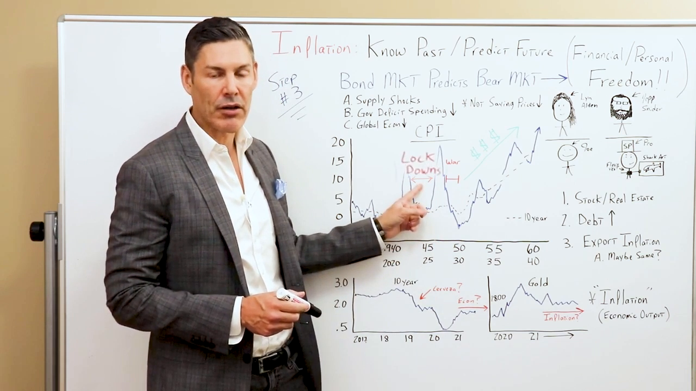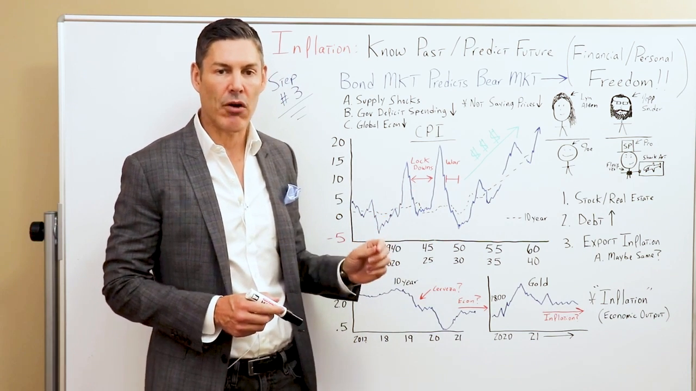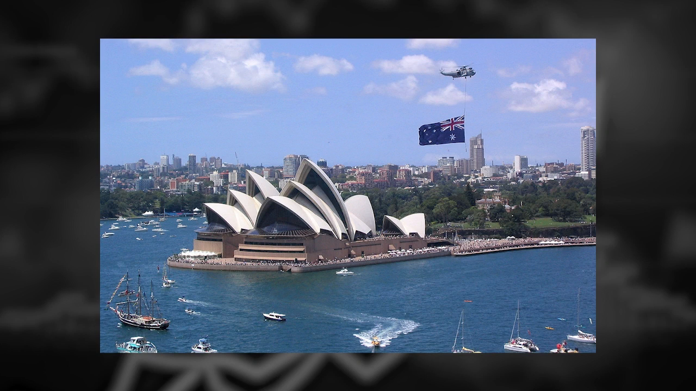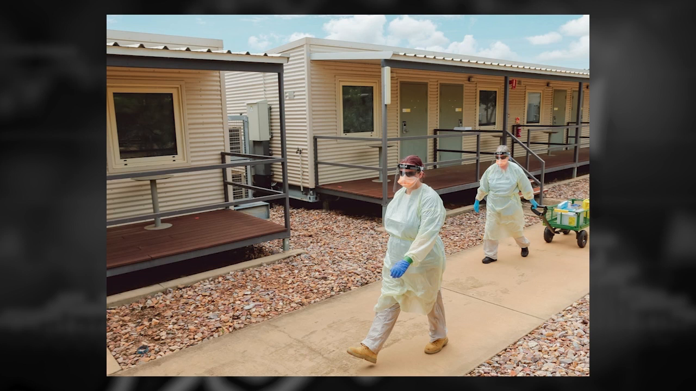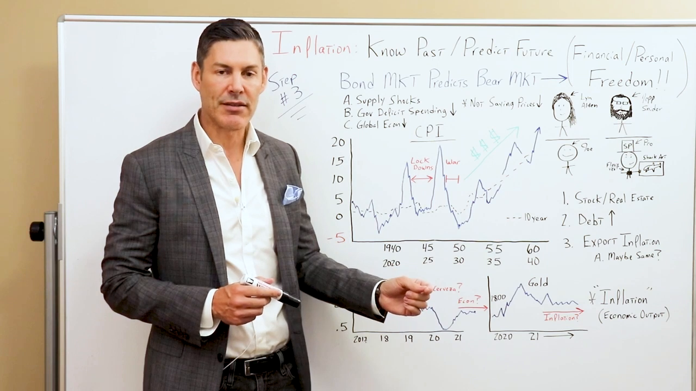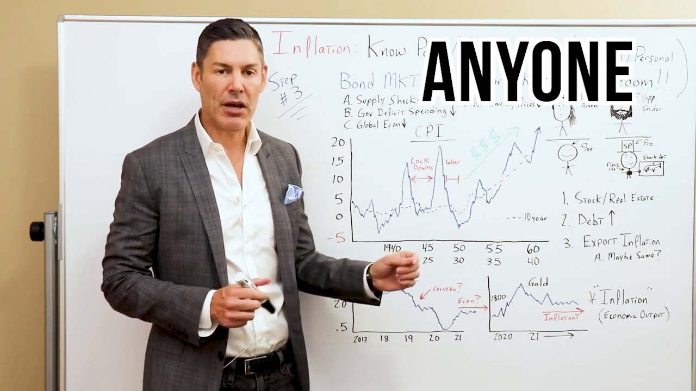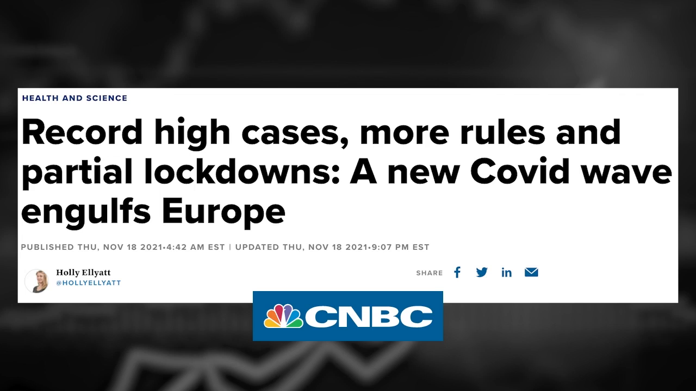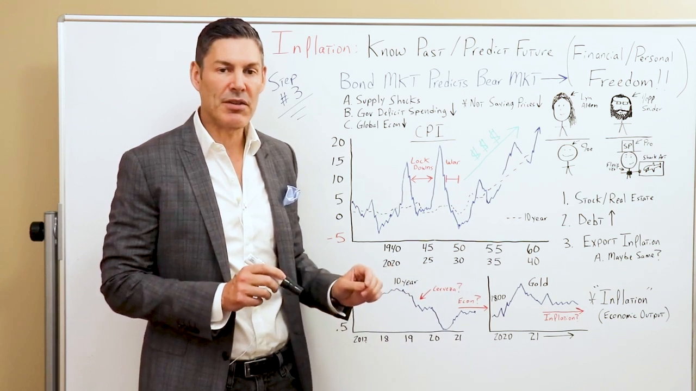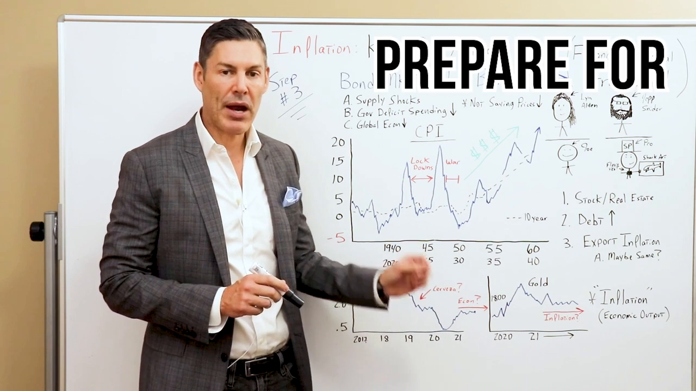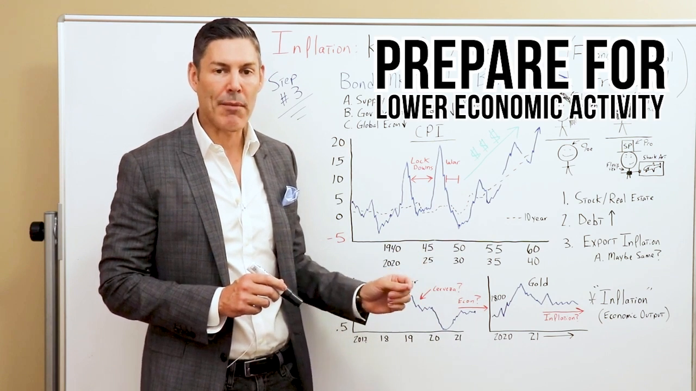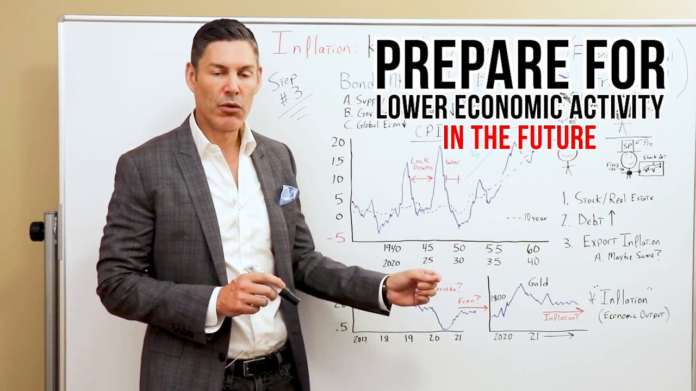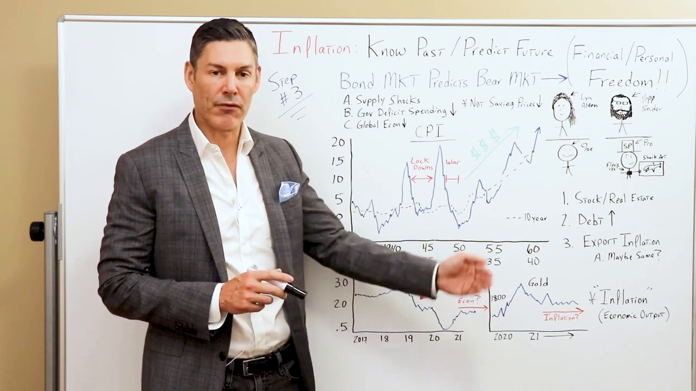Potentially because of lockdowns. Look at what is happening right now in Australia, where they are literally putting people in quarantine camps. Not just people who have the sickness, but anyone that has been within close contact of them. They're going into more lockdowns throughout Europe. So I think the bond market could be saying, yes, prepare for lower economic activity in the future, which would be something that would pertain to your portfolio.